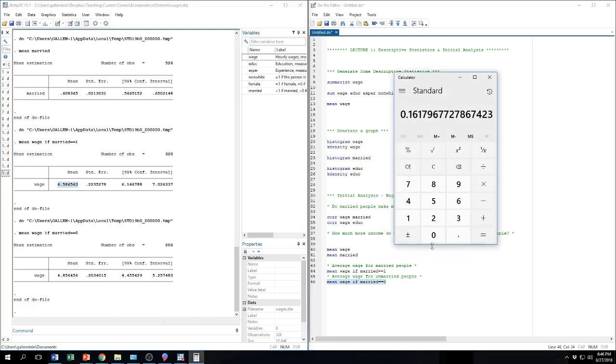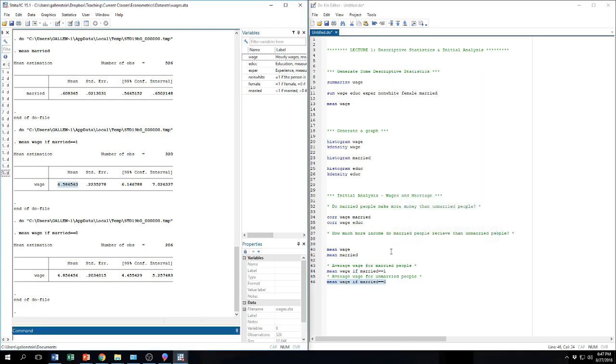We can even calculate the difference. Let's just round it off. 6.59 minus 4.86. On average, married people tend to make $1.73 per hour more than unmarried people.